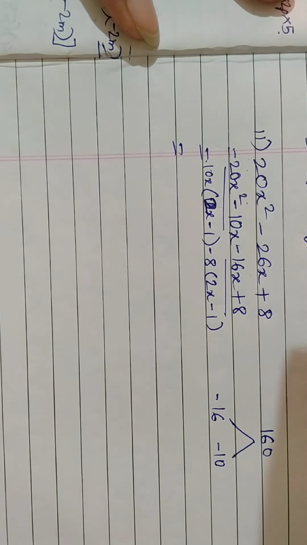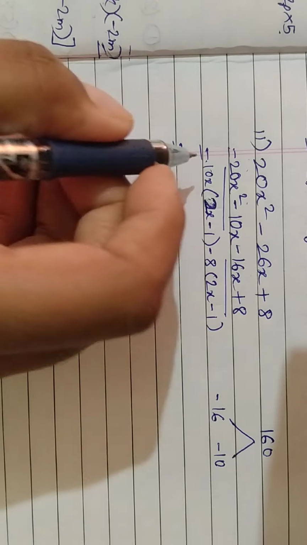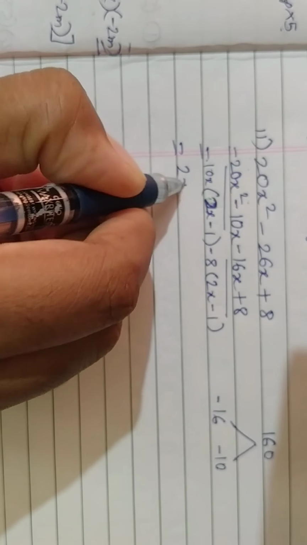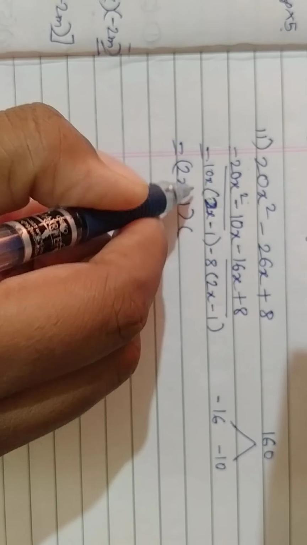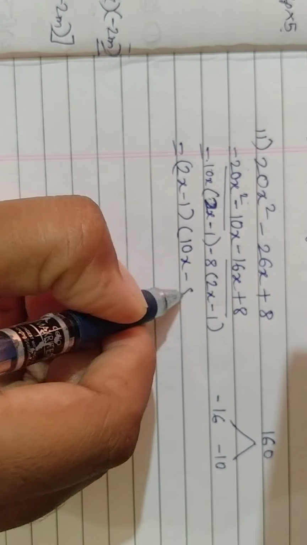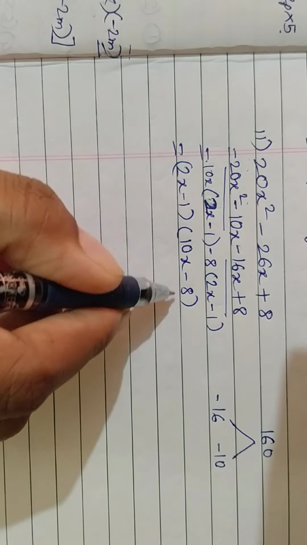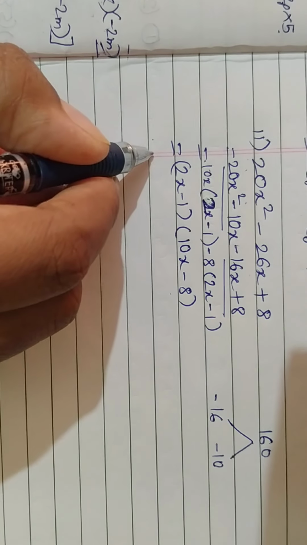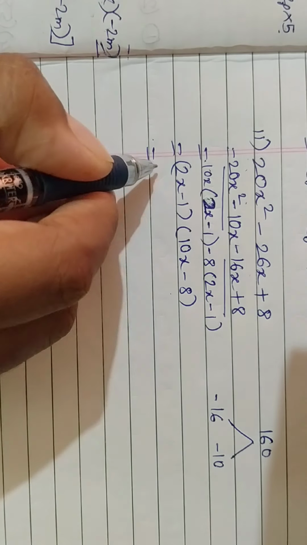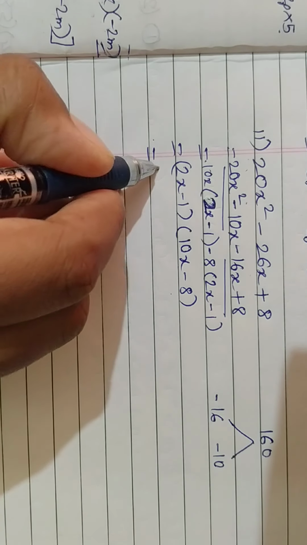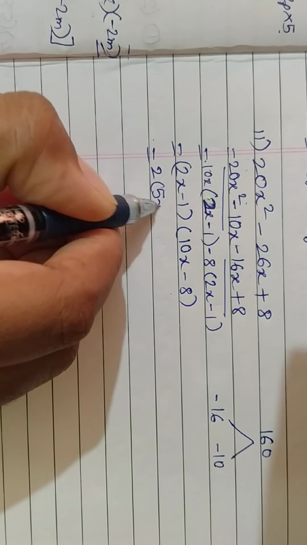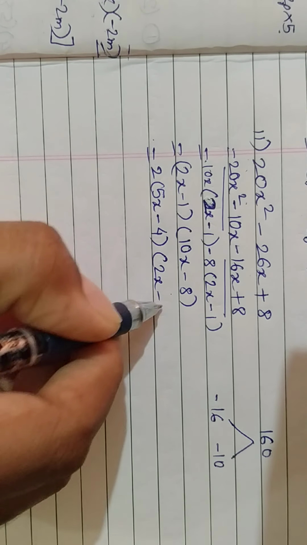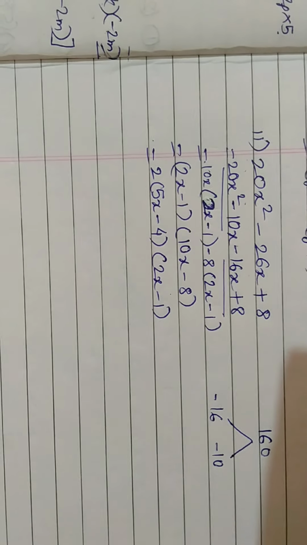Equal to, now 2x minus 1, second bracket 10x minus 8. Still from this bracket you can take 2 as common. So I am taking 2 common from this: 2 inside the bracket 5x minus 4, second bracket as it is, 2x minus 1.